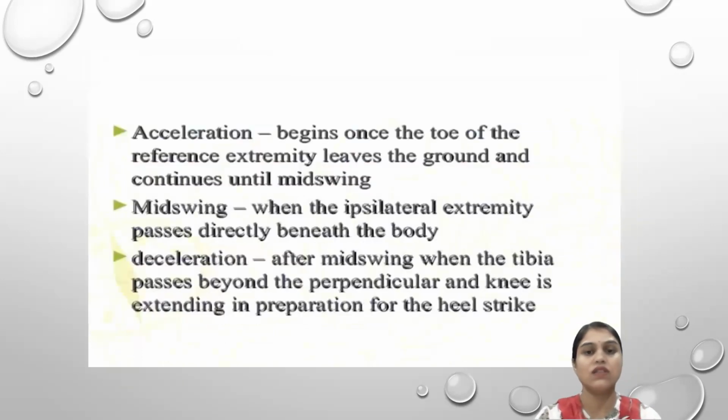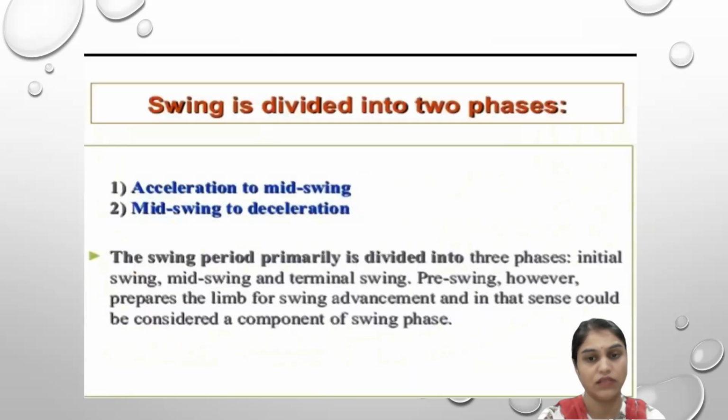Acceleration begins when the toe of the reference extremity leaves the ground and continues until mid-swing. Mid-swing is when the ipsilateral extremity passes directly beneath the body. Deceleration after mid-swing is when the tibia passes beyond the perpendicular and the knee is extending in preparation for the heel strike. Swing is divided into two phases, acceleration to mid-swing, and mid-swing to deceleration.